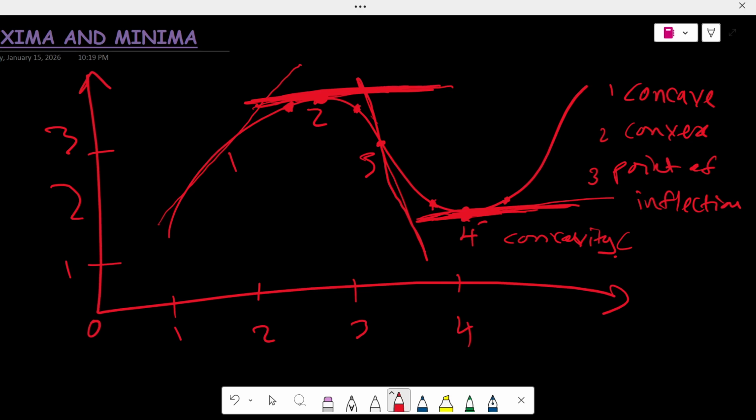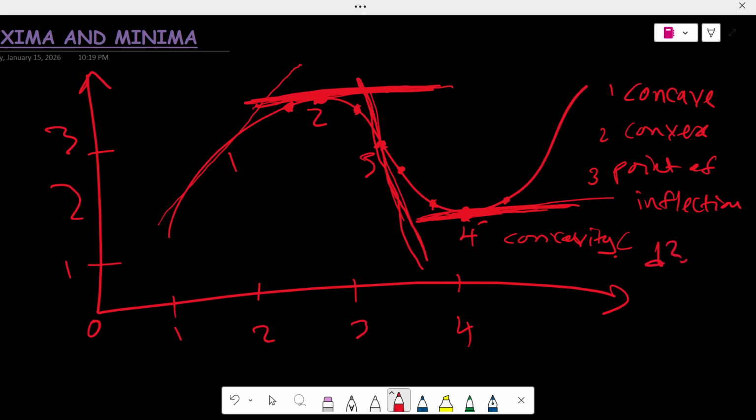Remember, this point and this point are both lying below the tangent. Even here, this point and this point are both lying above the tangent, but here we don't have such a case. So we have 2 points on the curve that are lying on different sides of the tangent, which is this point, called the point of inflection.